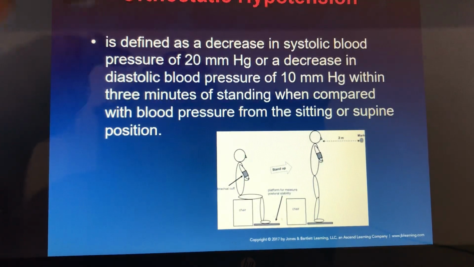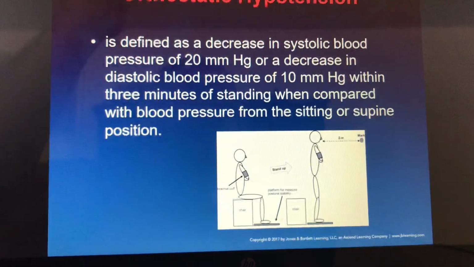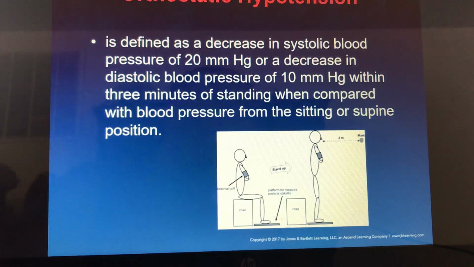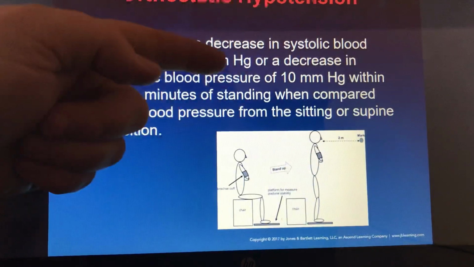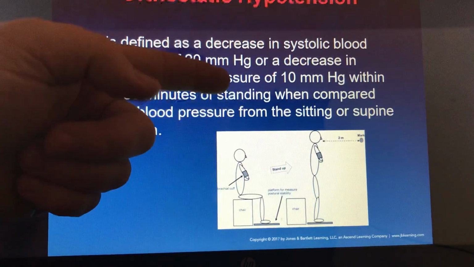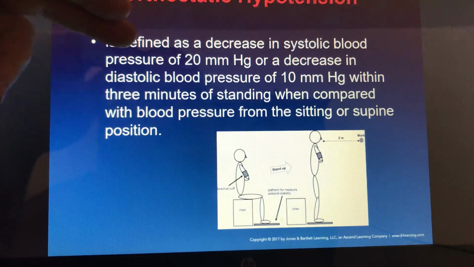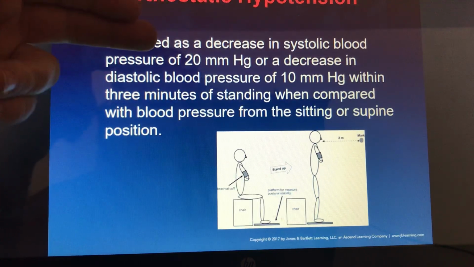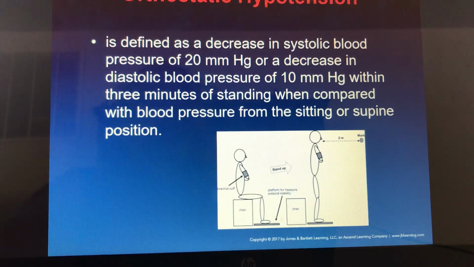What's supposed to happen is when you sit up, your heart rate is supposed to rebound and catch up. Your heart rate increases and your blood pressure is going to increase. So they should not have a drop in their blood pressure. Maybe a little bit, that's fine. This is what I found online: 20 millimeters of mercury for the top number, 10 millimeters of mercury for the bottom number. So a drop of 20 systolic or a drop of 10 diastolic within 3 minutes of standing.